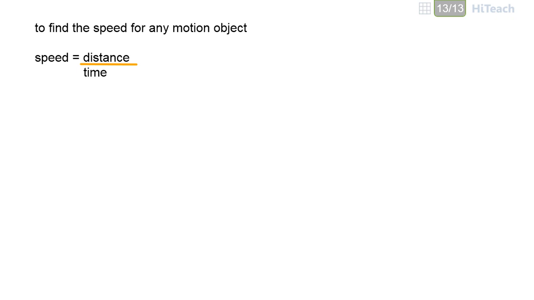And for example, if there is a road, let's say, and you have here, like for example, a car. This is a car, and this car is traveling from point A, this is point A, to point B. How can I measure the speed of this car? First, I have to measure the distance from A to B.